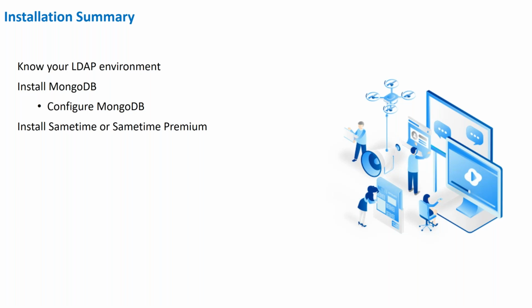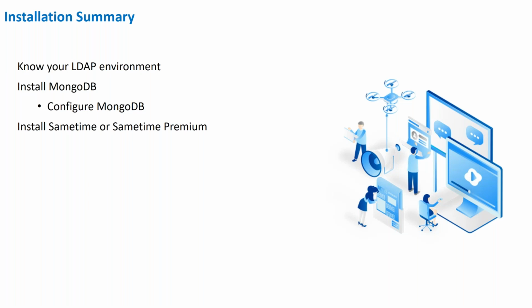So an overall installation summary: know your LDAP environment. Those that have been around Sametime for years know we make good use of LDAP. You have to know it ahead of time. If you're coming from a Domino directory environment, go ahead and get LDAP running on one of your Domino servers so that we can access it. Make sure you understand the layout of it and that it's accessible from your server.